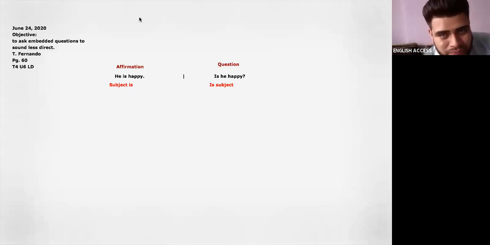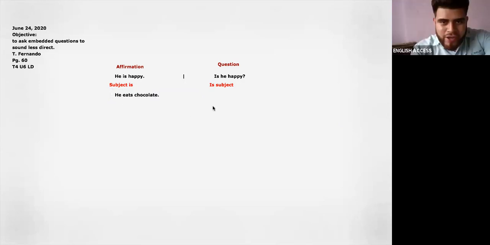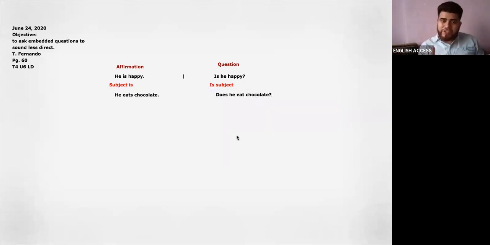That is true. Okay. And take a look at this next one. He eats chocolate. Does he eat chocolate? Again, one is an affirmation and the other one is a question. But this one has a different structure. What is the difference in the structure? He eats chocolate is subject and then a verb.